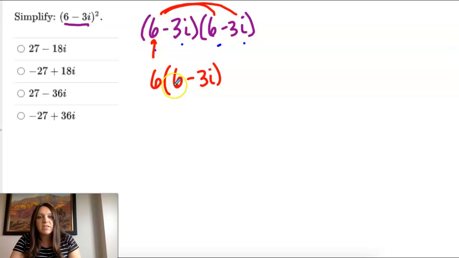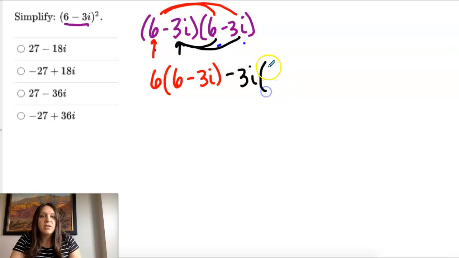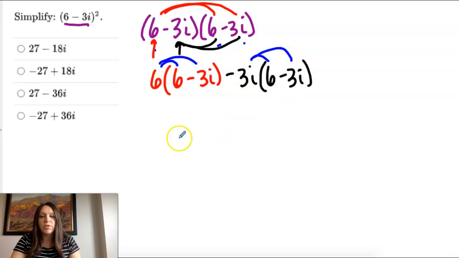We're going to take the 6 times both of those. And then I want to take the second term and do the same thing. I want to distribute that second number to both of those. So it looks like this. So I'm taking the first number and I'm going to distribute it to both. And I'm going to take the second number and distribute it to both.